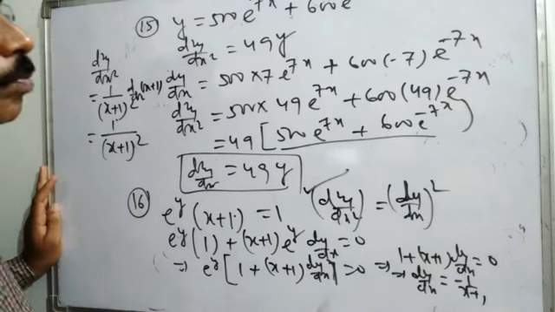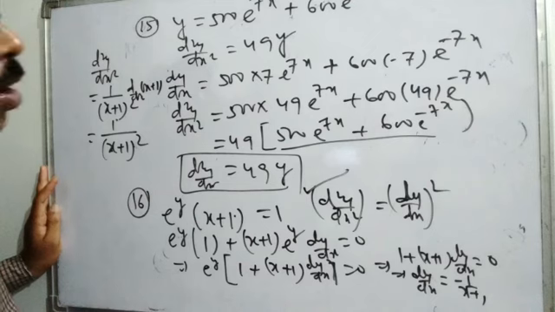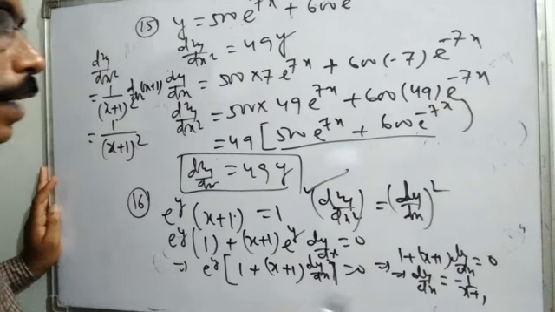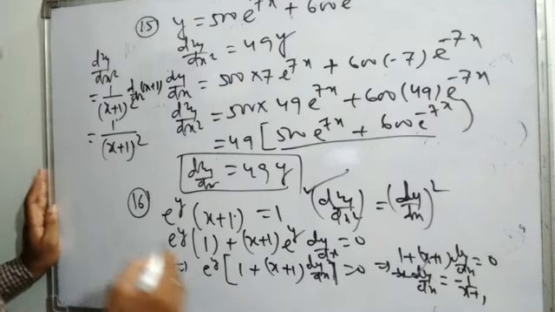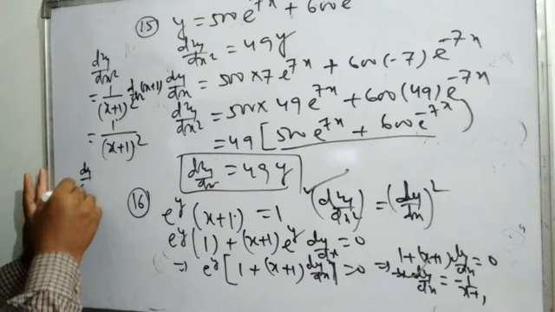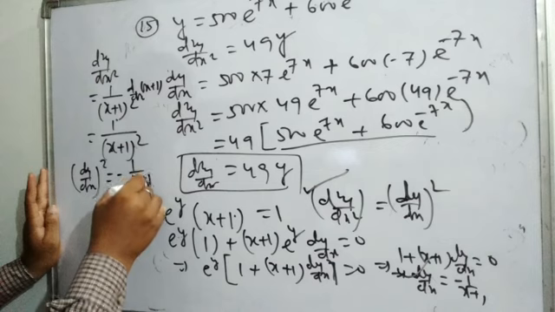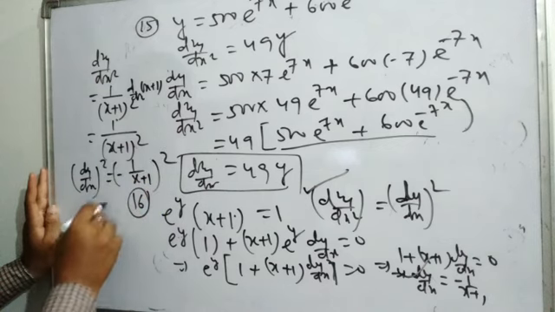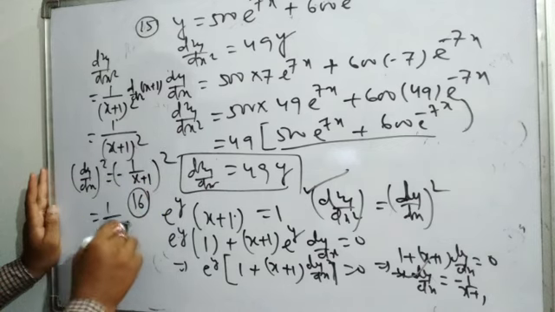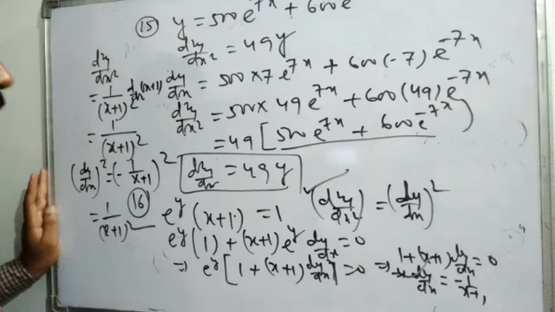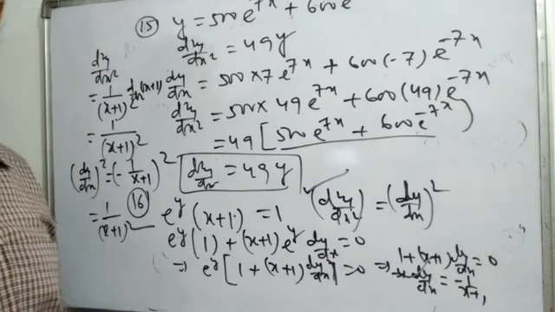So you have to prove this one also, dy by dx whole square. I already got dy by dx equal to minus 1 by x plus 1. So dy by dx whole square is equal to minus 1 by (x plus 1) whole square, that is equal to 1 by (x plus 1) whole square also. So LHS is equal to RHS. This is the proof of this.